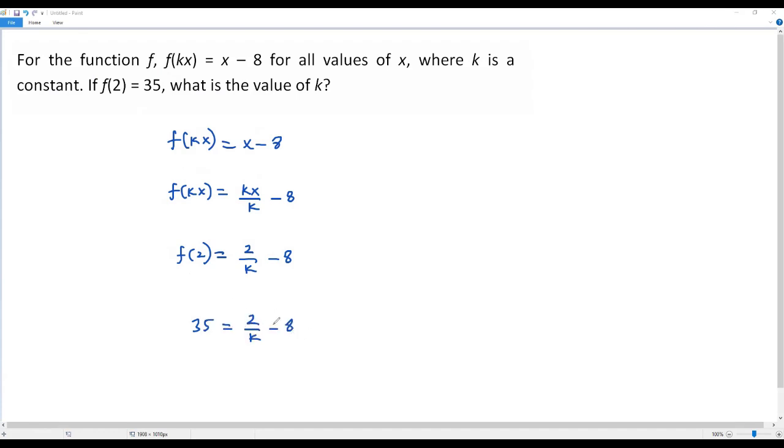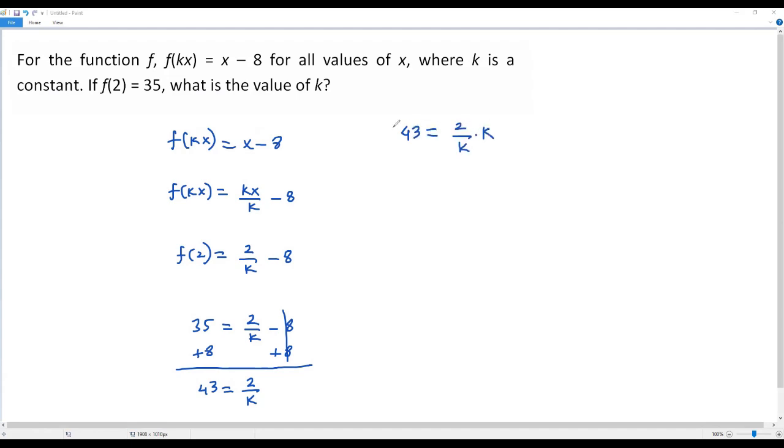My aim is to solve for k in this equation. Let's isolate k. Let me add 8 to both sides of this equation. Then this negative 8 and positive 8 will cancel out. On the left side I am getting 43. On the right side we have 2 over k. Let me continue over here. That is 43 equals 2 over k.